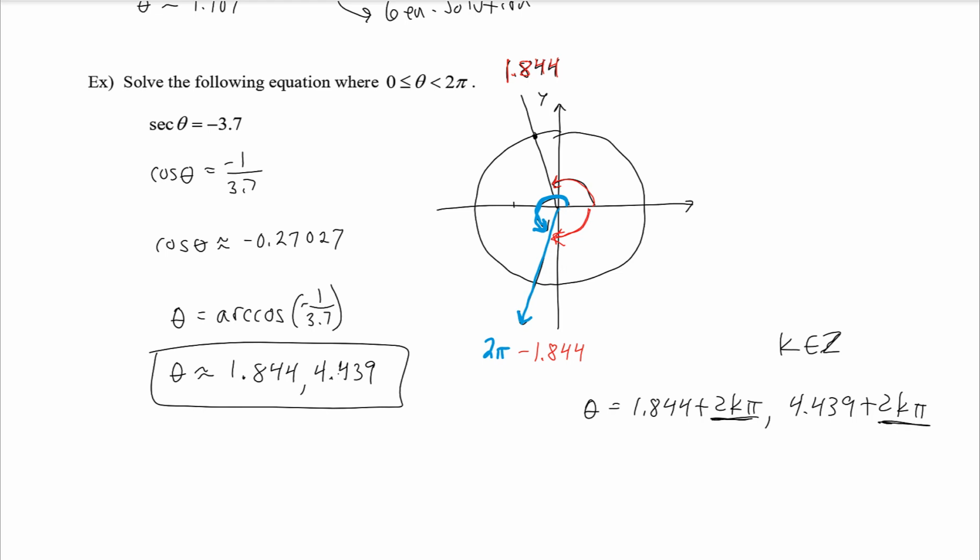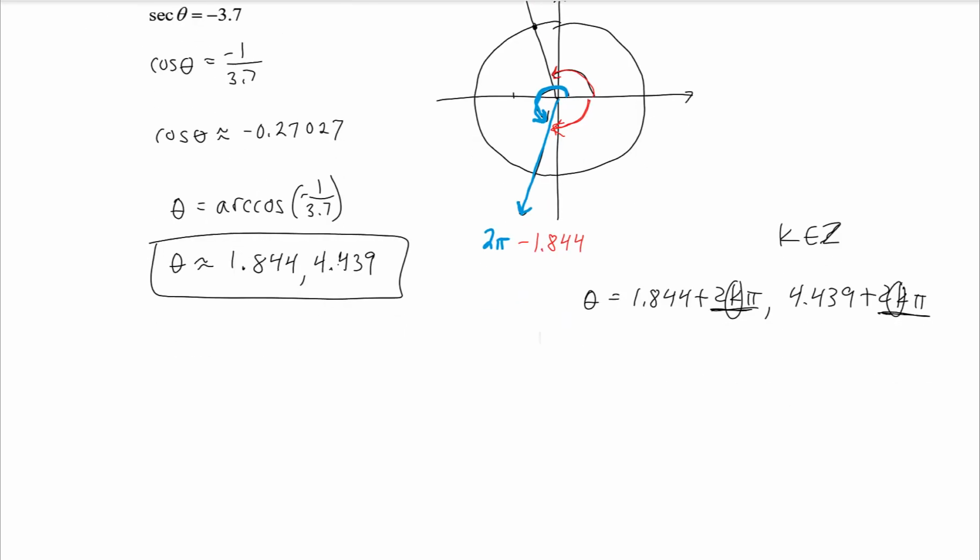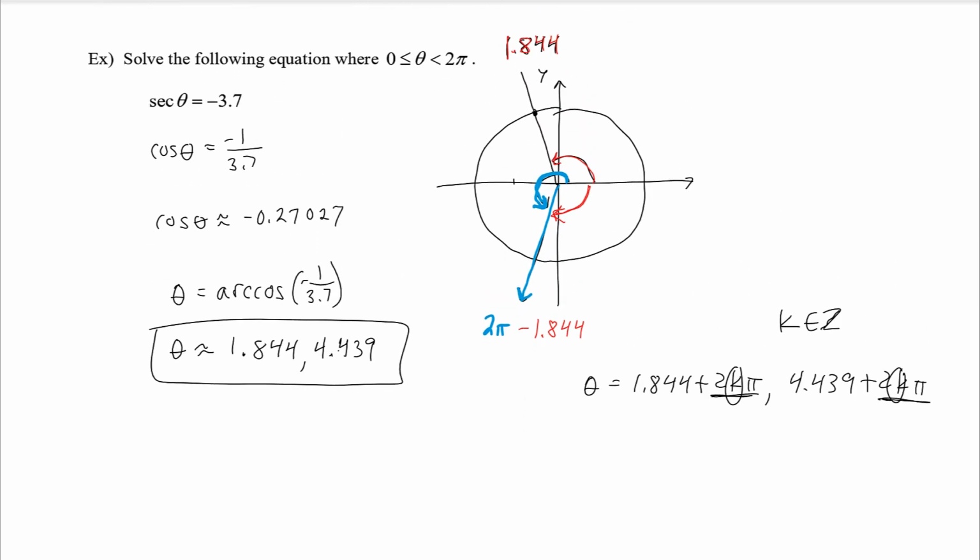Same thing with this one. The moment I plug in 0, I get 1.844. I already knew that answer. The moment I plug in 0 here, I get 4.439. I already knew that answer. The moment I plug a 1 in, I'm going to get answers bigger than 2 pi. So again, I really just need the two positive angles I get from these two terminal sides. So as soon as I find those, I'm good to go. But you can do the general solution. It'll give you the same answers.